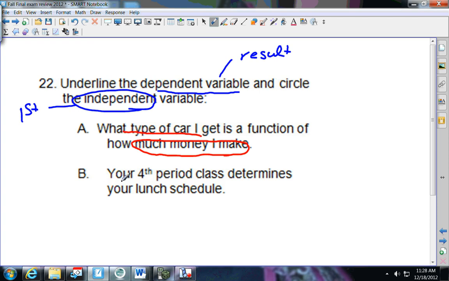Your fourth period class determines your lunch schedule. What happens first? Do you pick your lunch first or do you get your class period? You get your class period first. So the class period is the independent. Sorry, that's supposed to be circled. Dependent variable is your lunch. So once you know what your fourth period class is, then you get your lunch schedule.